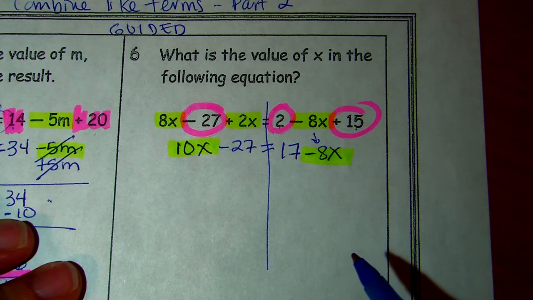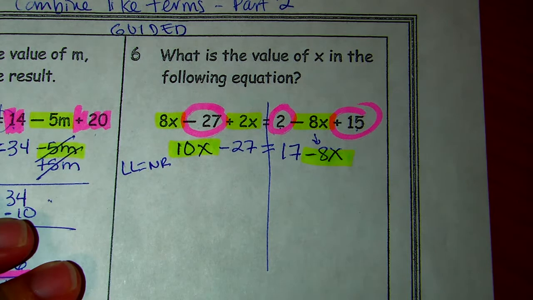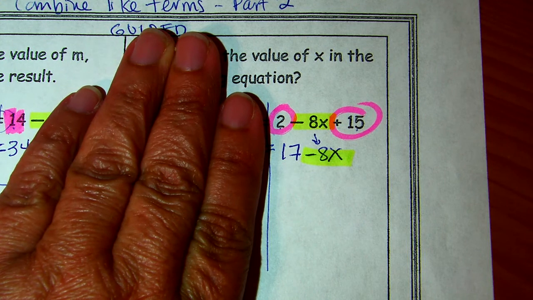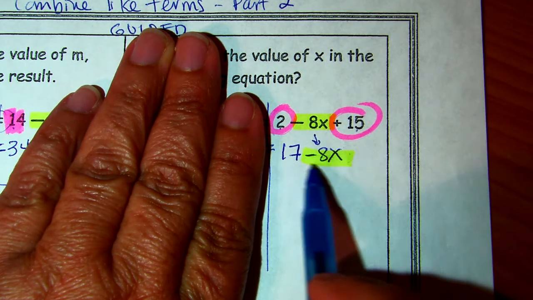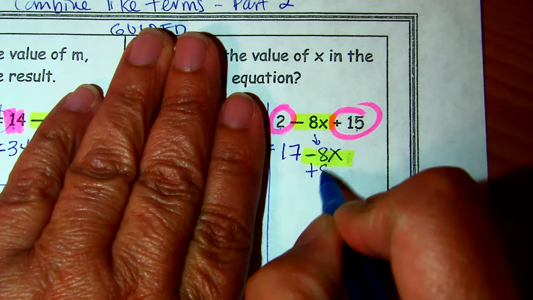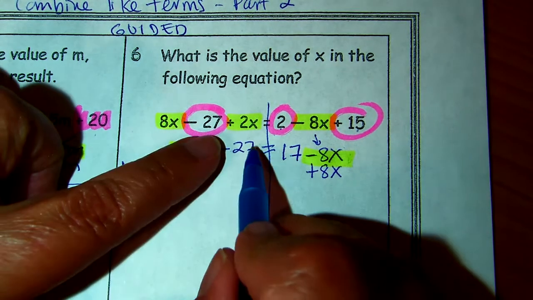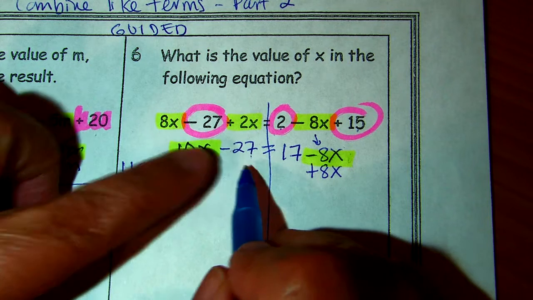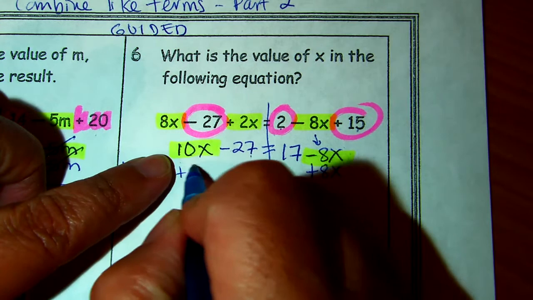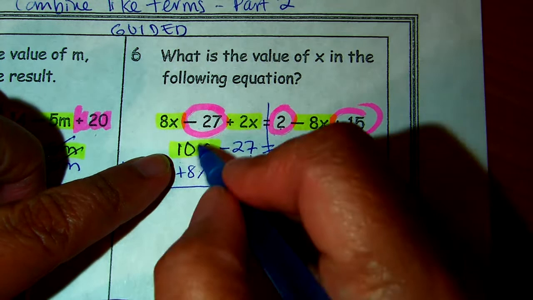Okay, now we want letters to the left, numbers to the right, remember? So on the right, which one is a letter? This term is the one that contains a letter. I don't want it here, I want it on the left. So what do I do? I add 8x. But if I add it here, I need to add it over here. Do I put it underneath the 27? No. I have to put it underneath the one that contains also the x. So plus 8x. X's with x's. These two get canceled.